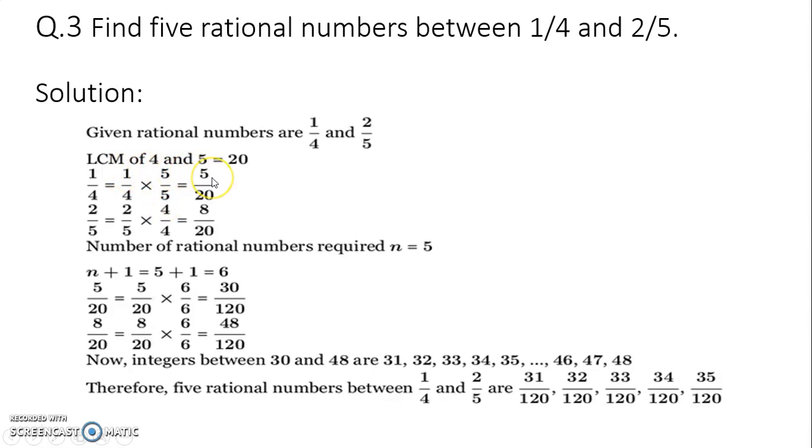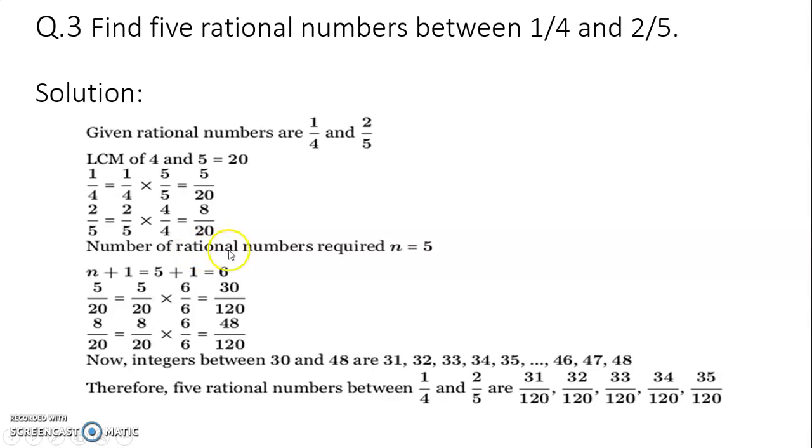So this will give you 1 times 5 is 5, and 4 multiplied by 5 is 20. Now you have to take the next rational number, that is 2 by 5. Now again we have to make this 5 equal to 20 because our LCM is 20. So 5 will give 20 after it gets multiplied with 4. So here we have to multiply the numerator and denominator both by 4. So 4 multiplied with 2 in the numerator gives you 8, and in the denominator we get 20.